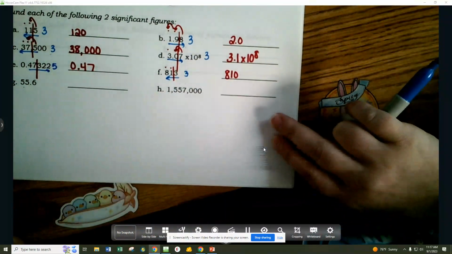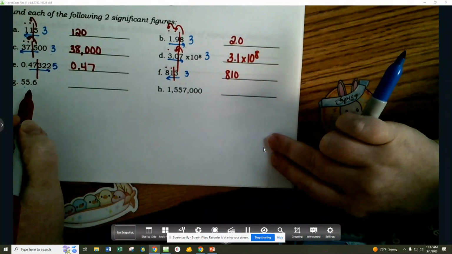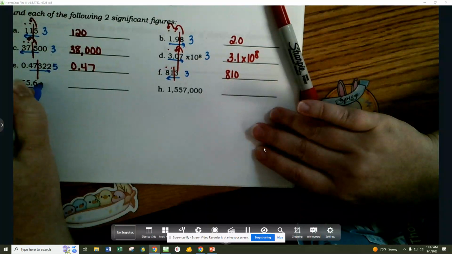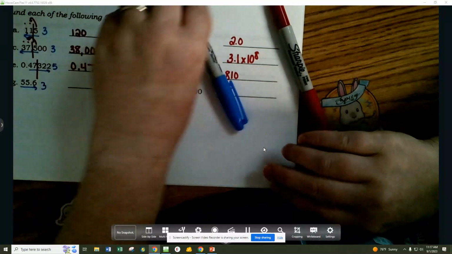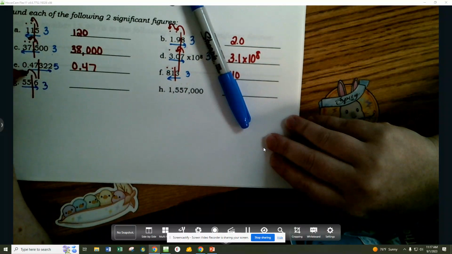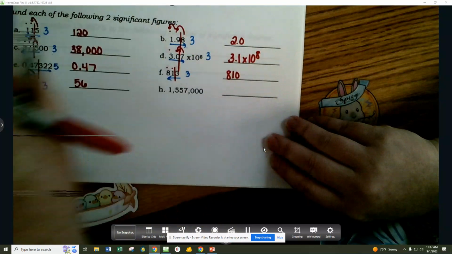For G, we have 55.6. This has 3 significant figures because I'm using the Pacific rule. So I can keep the 5 and the 5, the 10s and the 1s, and I look for rounding, which I will need to do. My answer is 56.